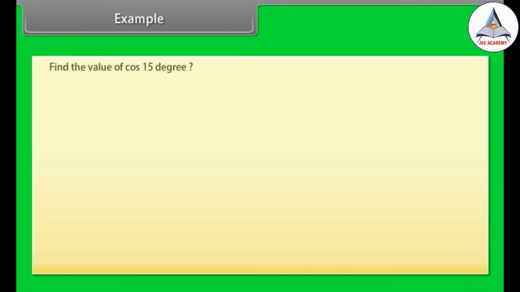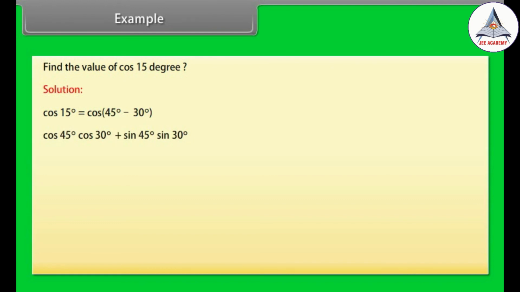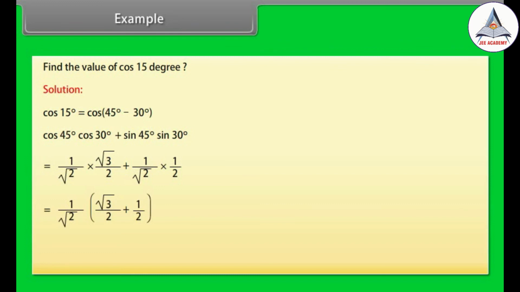Example: find the value of cos of 15 degrees. Solution: cos of 15 degrees is equal to cos of (45 degrees minus 30 degrees). That is equal to cos 45 degrees into cos 30 degrees plus sin 45 degrees into sin 30 degrees, which is equal to 1/√2 into √3/2 plus 1/√2 into 1/2, which is equal to 1/(2√2) into (√3 + 1).